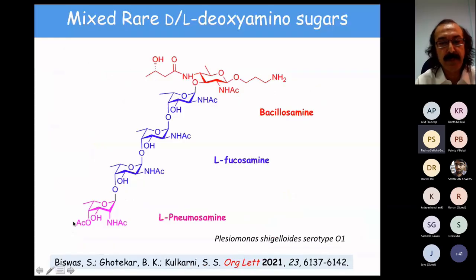And this one more compound, this has all rare sugars. We are also evaluating the immunological properties of this. This is for stomach infection, from Plesiomonas shigelloides. So the access to rare sugars enabled assembly of these glycans for vaccine development.